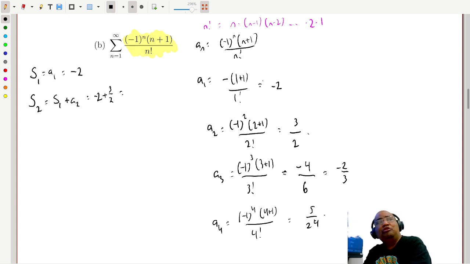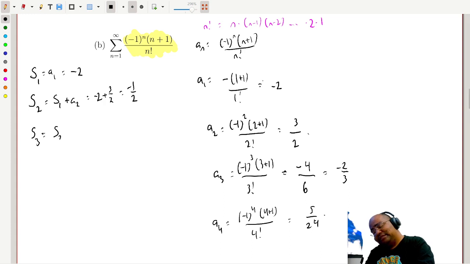Okay, if we, nope, that is negative 1/2. I'm looking at the wrong line there. Okay. What is our third partial sum? It's the second partial sum plus the third term of the sequence. So we take the previous partial sum, that's negative 1/2. And then we'll add on the third term, so minus 2/3, and now it's negative 7 over 6.